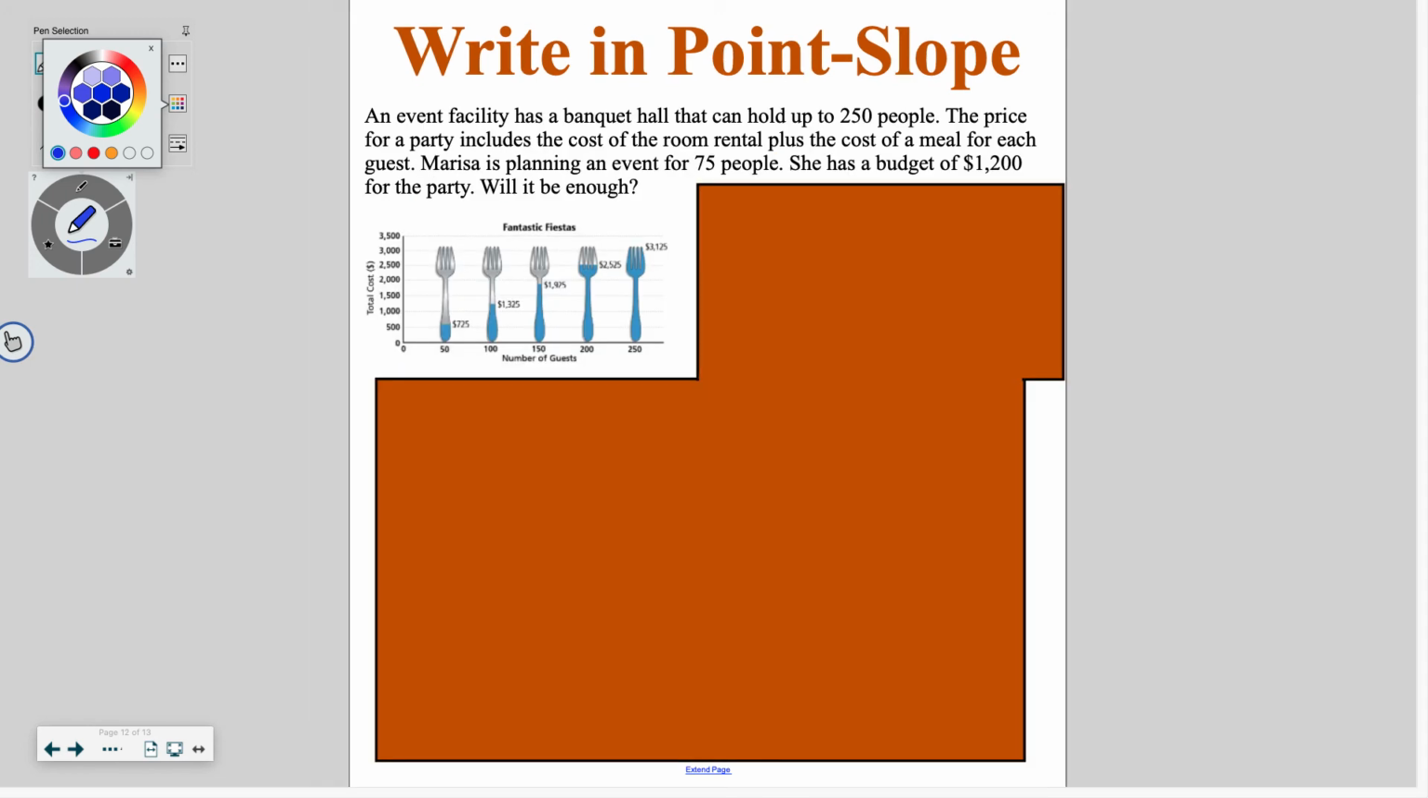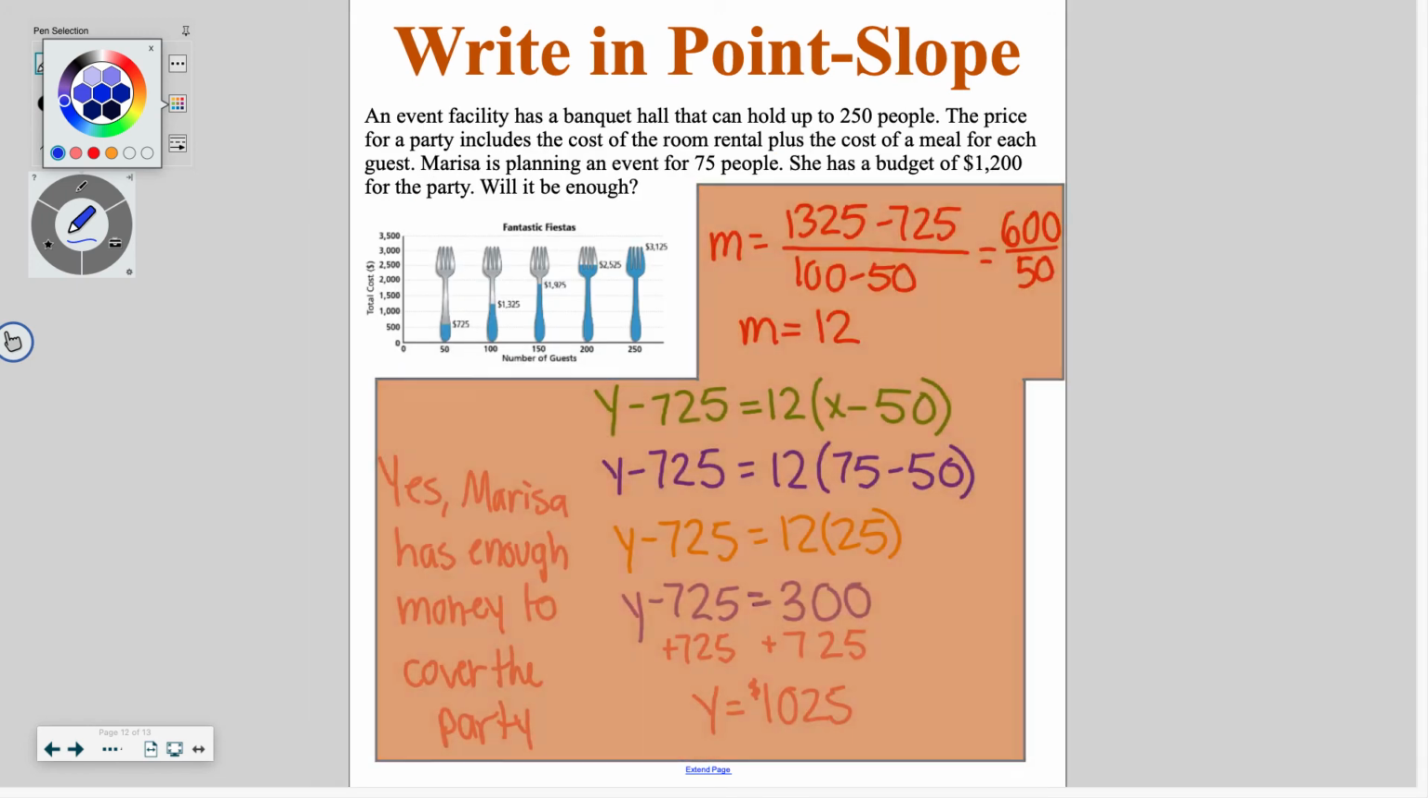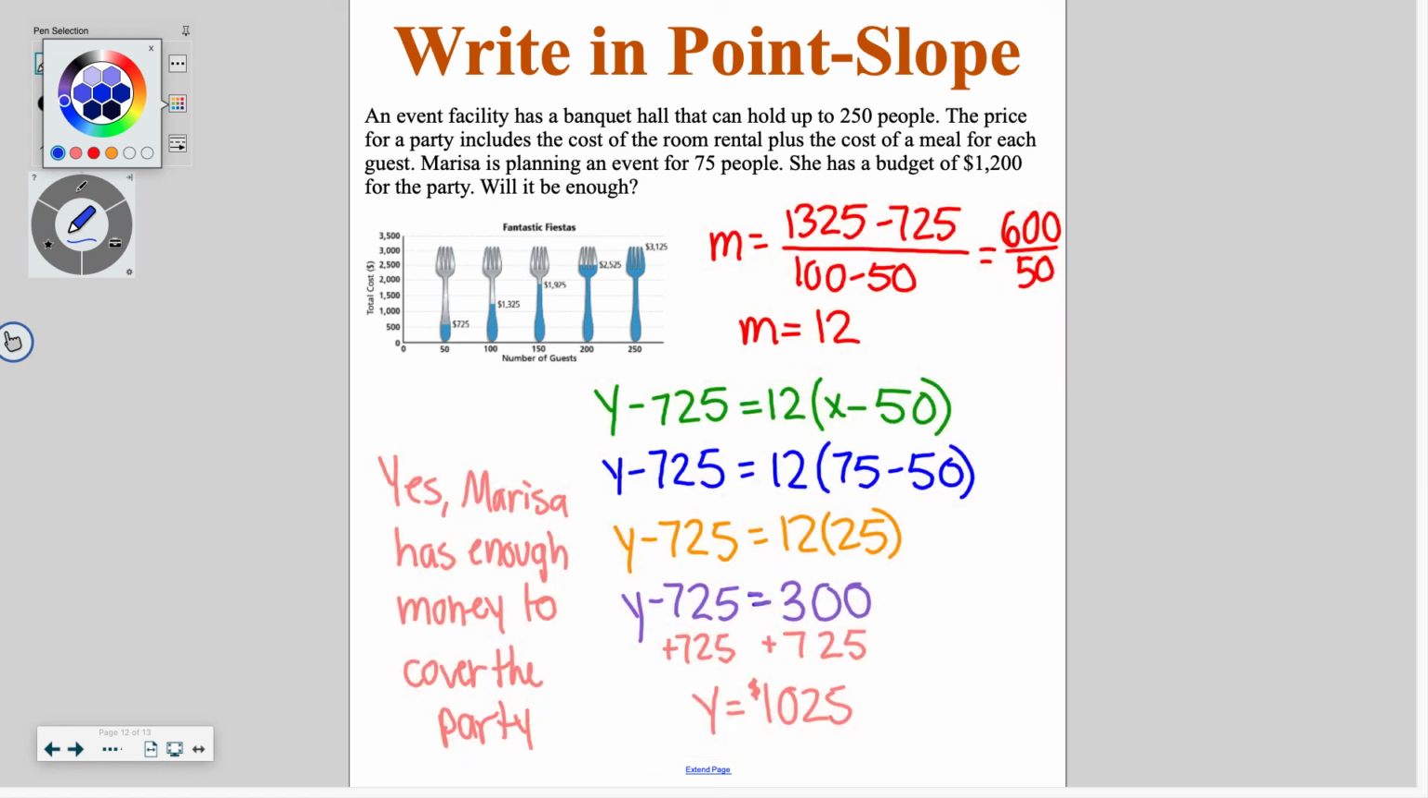Go ahead and try this one on your own. Once we solve, we first find our slope and find that that value is 12. So then I went ahead again and used that smallest point to write my equation. Y minus 725 is equal to 12 parentheses x minus 50. We plug in that given information that we want 75 people to attend, continue to solve, and find that the cost will be $1,025. Since she budgeted $1,200, yes, she does have enough money to cover the party.